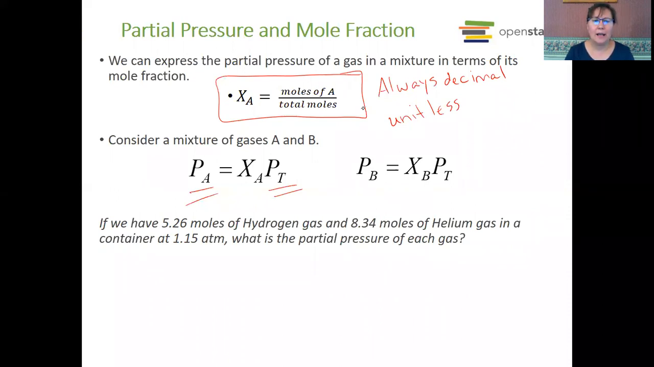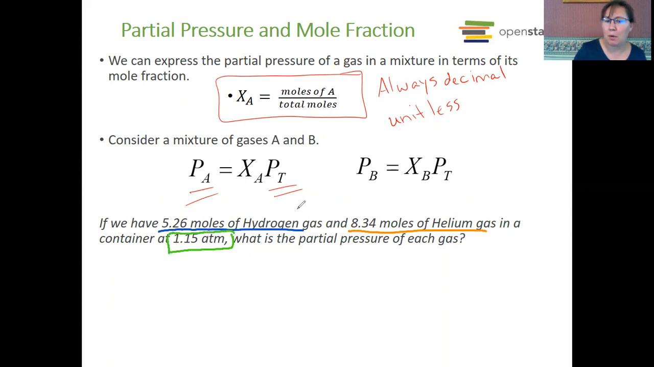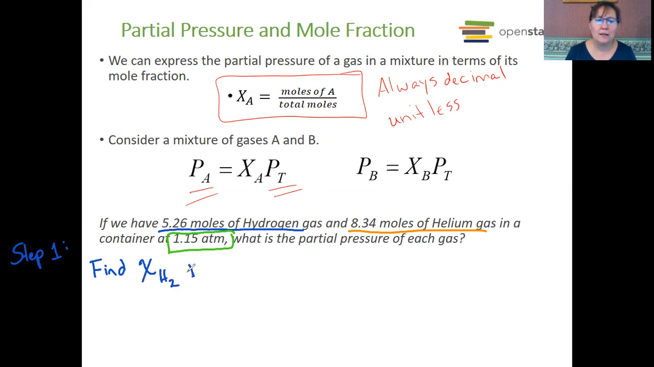And it tells us that we have 5.26 moles of hydrogen gas, and 8.34 moles of helium gas in a container at 1.15 atmospheres. What's the partial pressure of each gas? Okay, so my step one is to find the mole fraction of each gas. So find X of H2, the mole fraction of hydrogen, and the mole fraction of helium. It doesn't matter what the gas is, it could be hydrogen, helium, nitrogen, argon, whatever, because we don't care what it is, just how much there is of it.